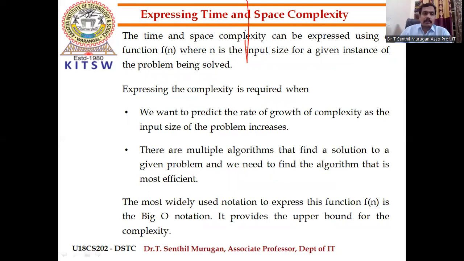How to express it? So expressing complexity is how we represent it. We want to predict the rate of growth of the complexity as the input size of the problem increases. So it is the maximum time and space complexity based on the input. How many inputs you are given, how much time it will take to complete the execution, based on whether the number of inputs is less, more, or average.